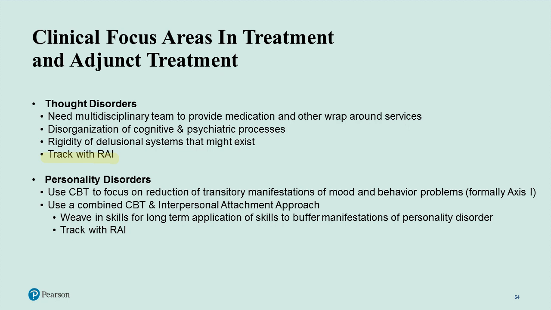Personality disorders: we would use CBT or DBT type programs to focus on the reduction of how these mood issues or behavioral issues are manifesting that are being driven by the personality disorder issues. We formerly called those Axis II, not Axis I. But then we would want to really weave in skills to apply these skills into managing some of the maladaptive manifestations of personality-driven problems. And we can track that again through some of the rapid assessment instruments I've referenced.